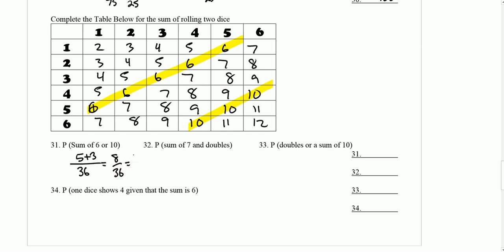Cut those in half, you get 4 out of 16. Cut them in half again, you get 2 out of 8. Cut it in half again, you get 1 out of 4.